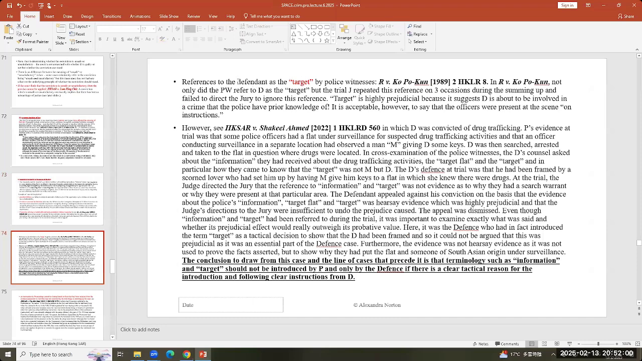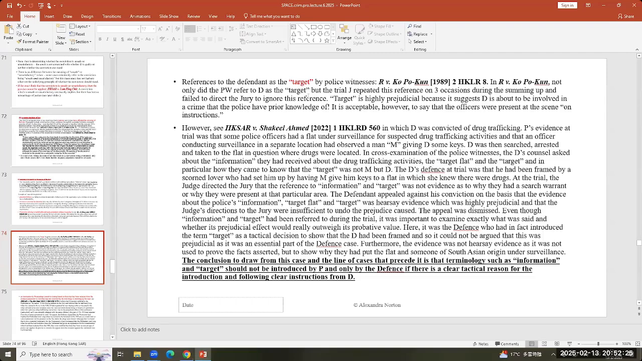Referencing the fact that the defendant is a target of a police investigation. The term target is actually very prejudicial because it suggests that the police are already acting upon information that they have. So by using that term target, it reinforces the strength of the prosecution evidence. So target shouldn't be referred to by the prosecution.